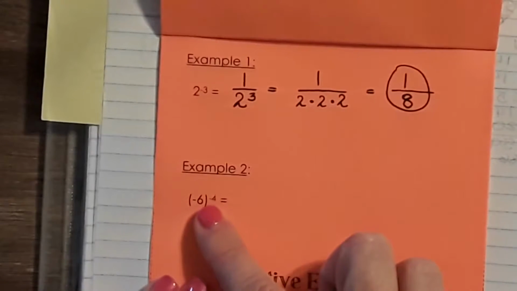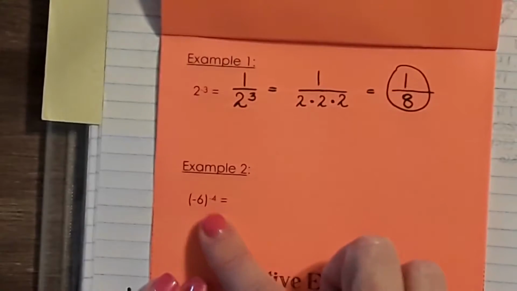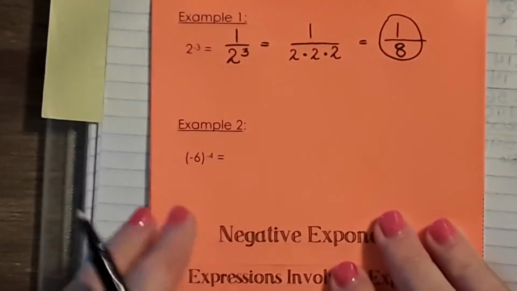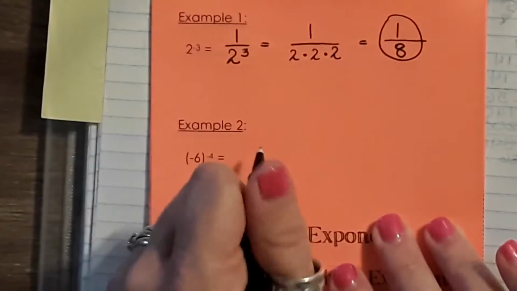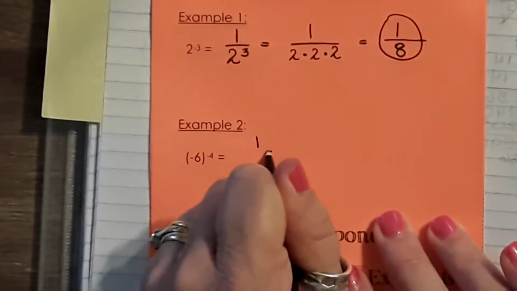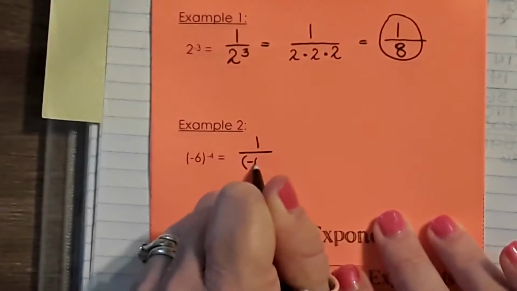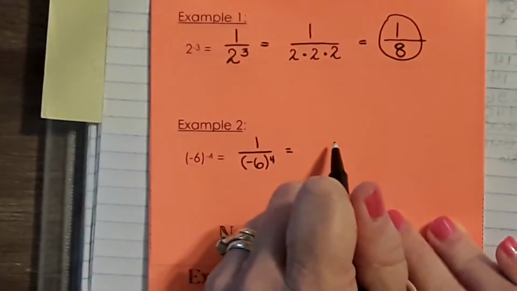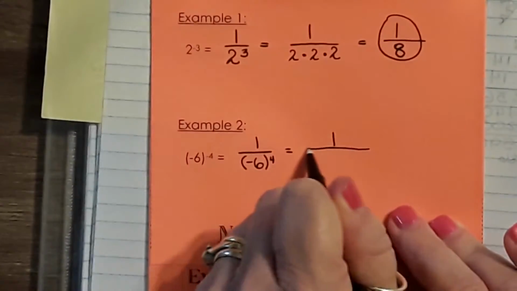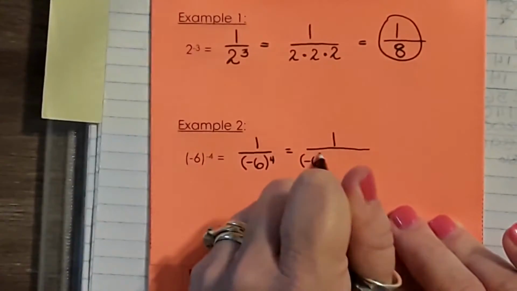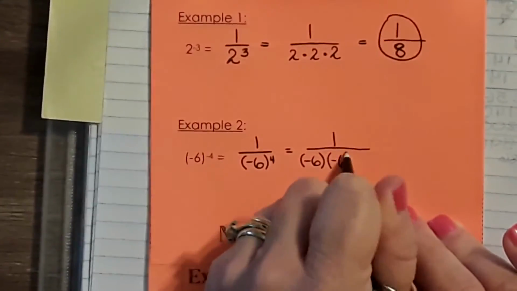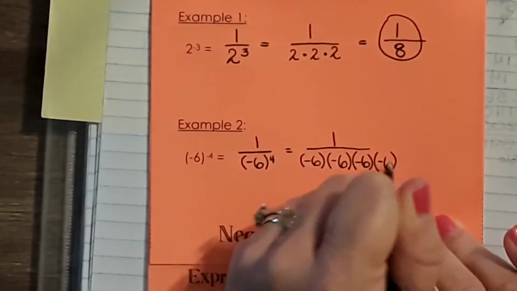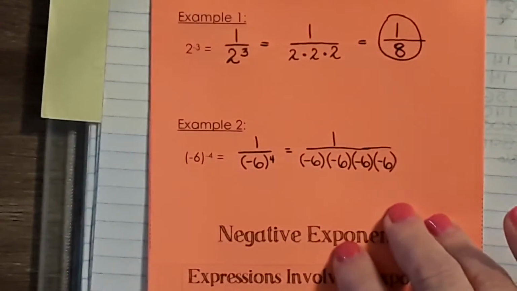Negative 6 to the negative fourth power. Again, the negative 6 can remain negative 6, but I cannot have a negative 4 for an exponent. So we're going to write it as 1 over negative 6 to the fourth, which really means 1 over negative 6 times negative 6 times negative 6 times negative 6. Okay?